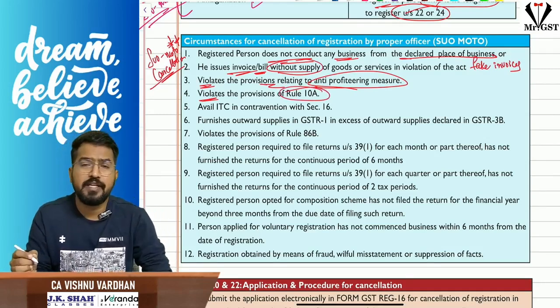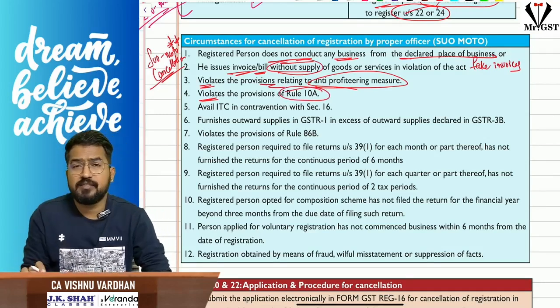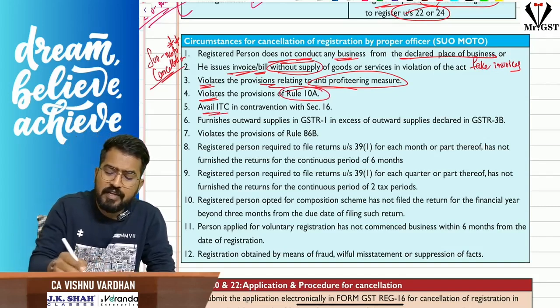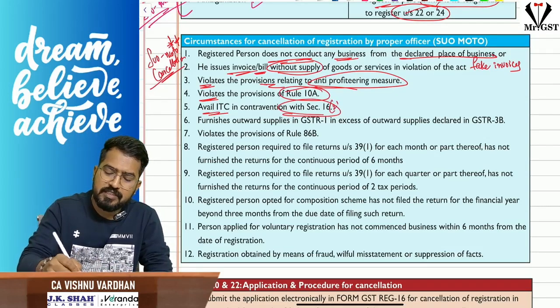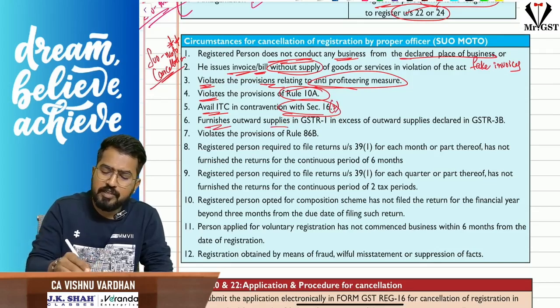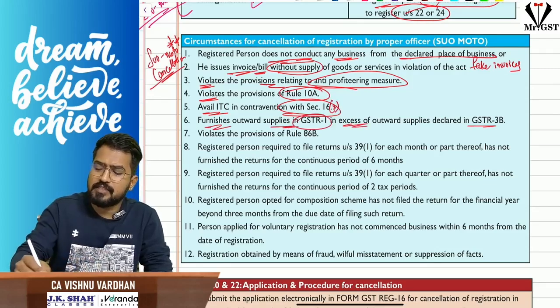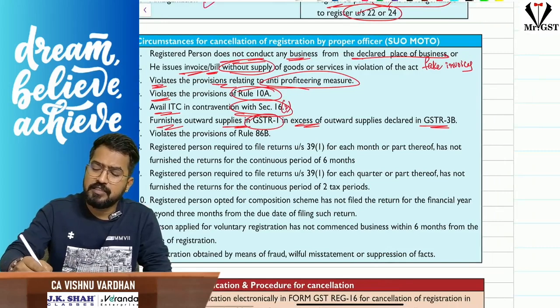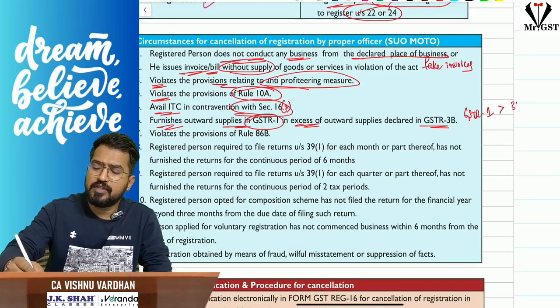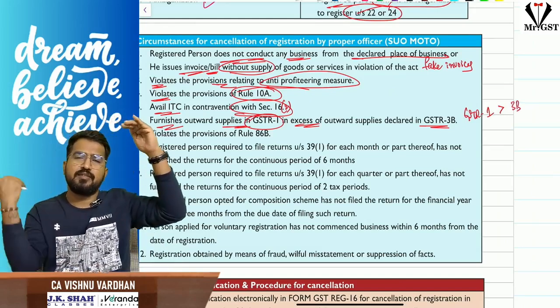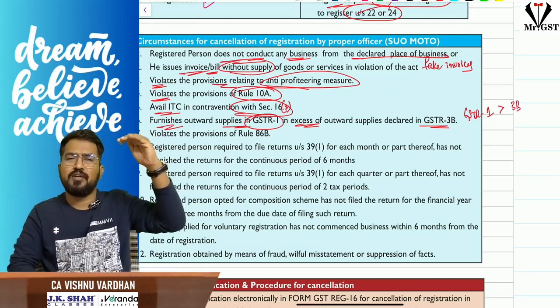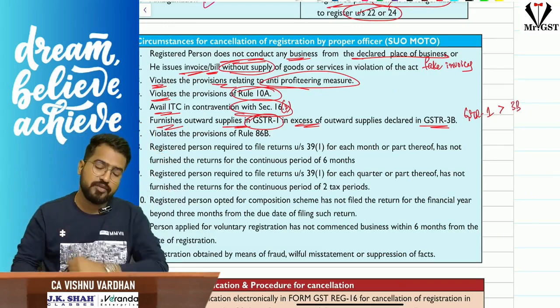Do you remember Rule 10A? Bank account details, you are not updating. You are availing ITC in contravention with section 16, to be more specific, section 16 subsection 2. You are furnishing outward supplies in GSTR1 in excess of GSTR3B. That means in GSTR1 you are giving more sales than in 3B. In 1 you give 100 lakhs, in 3B you give 10 lakhs and pay GST. That means you are paying a lesser amount. So in 1 you are showing more sales, in 3B you are showing less sales.